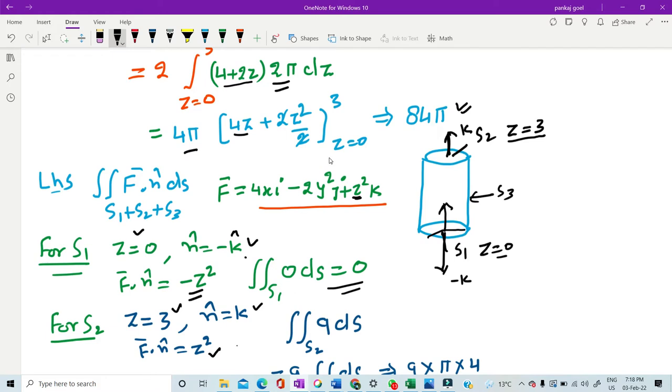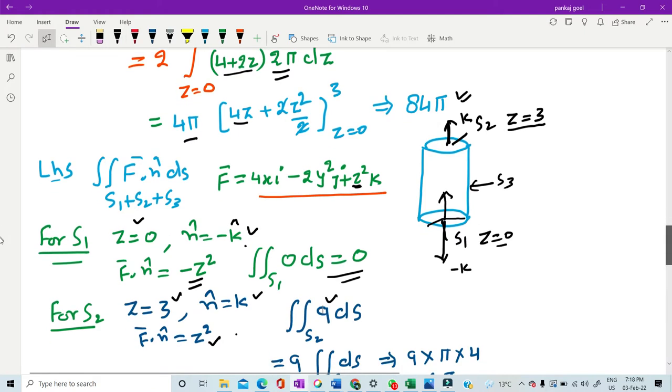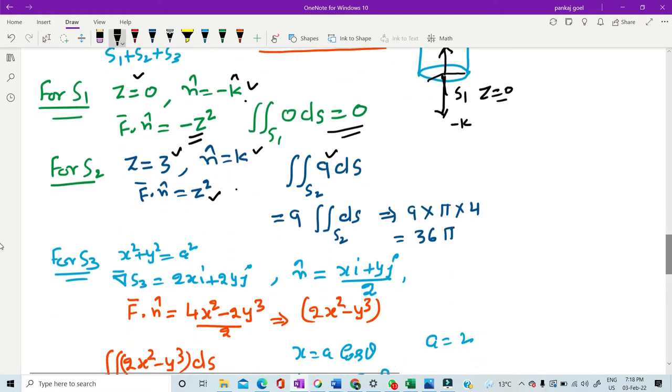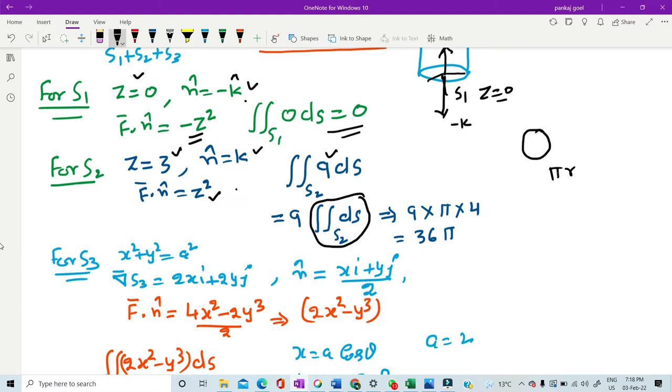If you put the value of z square as 9, we get the double integral 9 dS. We take 9 common and the double integral of dS, this one, will represent the area of the region. And what is the area? That is a circle with radius 2. We can say 9 into pi. What is the area of this circle? That is pi r square. r is 2. We get pi into 4. So we will get 36 pi. This is the answer.